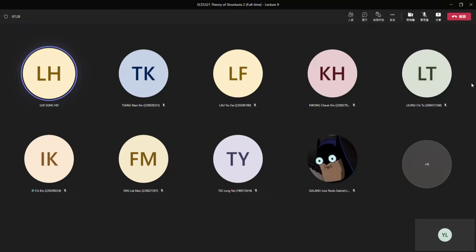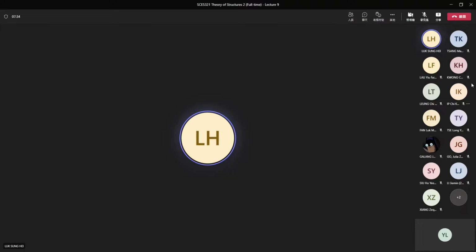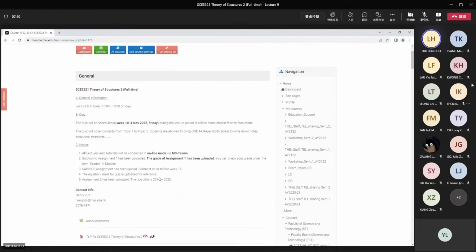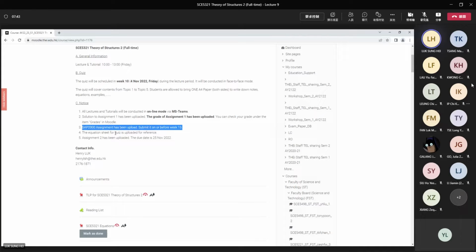So before starting the class, maybe you can have a look at Moodle. At the same time, we can wait for more students to join. This is the page of our Moodle. I have just uploaded something on Moodle. Firstly, I uploaded the grade of assignment 1. You may check your grade of assignment 1 in Moodle under the icon grades. The full marks is 100. And then I have uploaded the STEP 2000 assignment on Moodle.